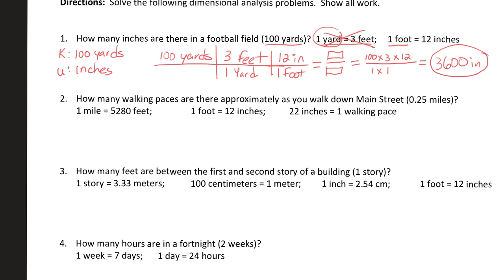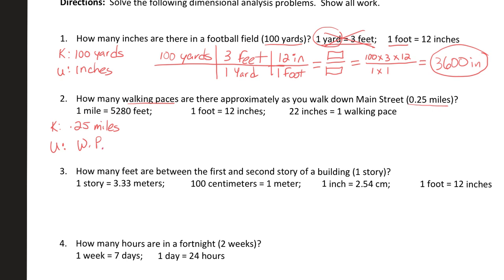Let's go ahead and take a look at the next one, because this is all going to be the same sort of problem. How many walking paces are there approximately as you walk down Main Street, which is 0.25 miles. So I'm looking in the question. It's giving me a bunch of conversion factors, which I'll use later. In the question itself, my known is 0.25 miles. My unknown is this unit walking paces. I'm going to just call it WP for walking paces.